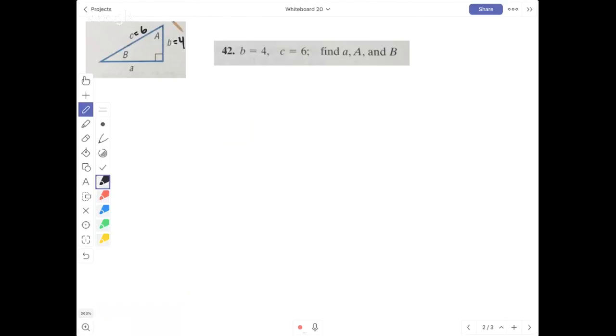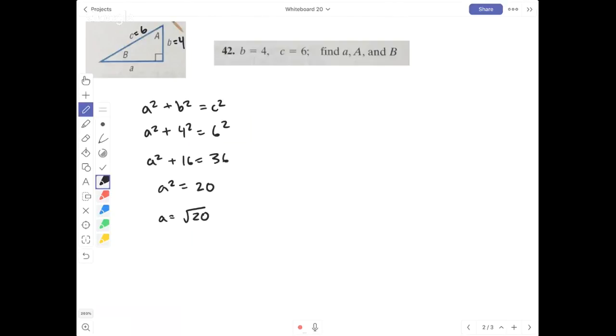So I'm going to start by finding side A. I happen to know that A squared plus B squared equals C squared. That means A squared plus 4 squared will equal 6 squared, so A squared plus 16 will equal 36. So A squared will equal 20, so that A will equal the square root of 20, which means that A equals 2 root 5.